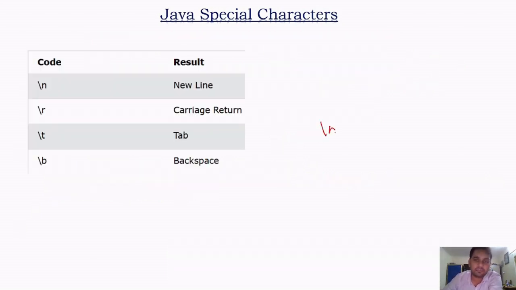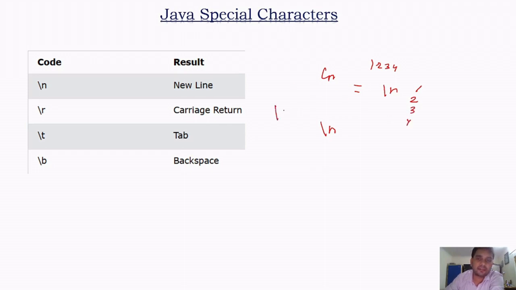So slash n means it will print in a new line. If you are using system.out.println four times, and you don't use println, then what will happen? It will print in one line, meaning 1 2 3 4. If you do not want to print in the same row, then you have to use slash n. By that it will print in different rows.